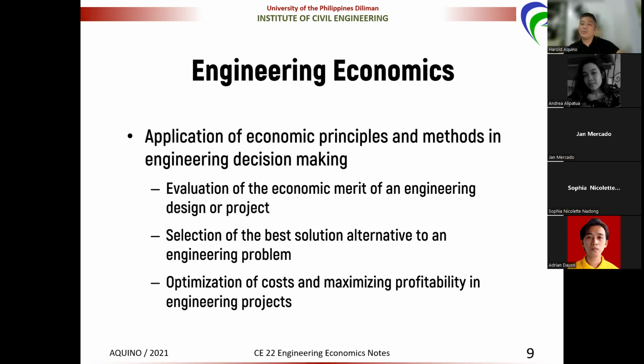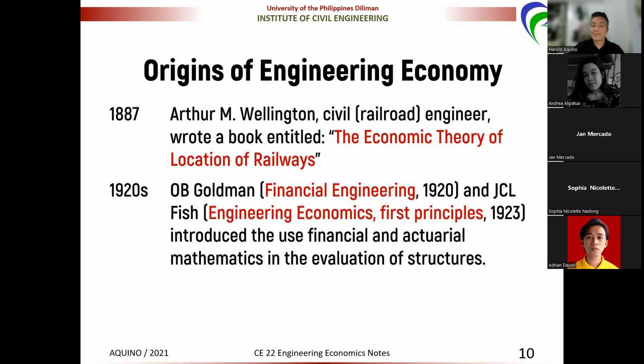Now, let me walk you through the origins of engineering economics. No? So, a bit of history. So, in 1887, a railroad engineer wrote a book entitled The Economic Theory of Location of Railways. So, ito si Arthur M. Wellington. So now, ano ba yung importance ng economics in location of railways? No? So Arthur M. Wellington had a project to construct an interstate rail line. Ano yung mga economic decisions involved dito?